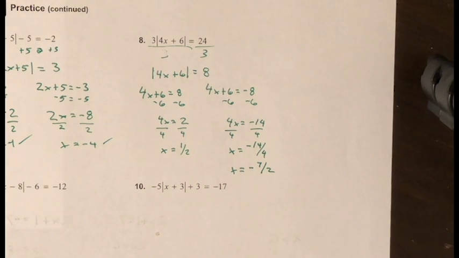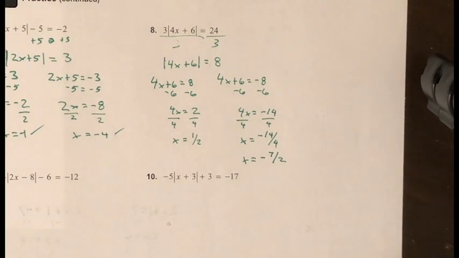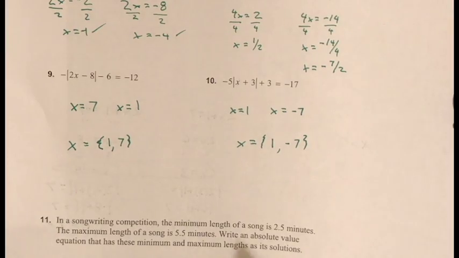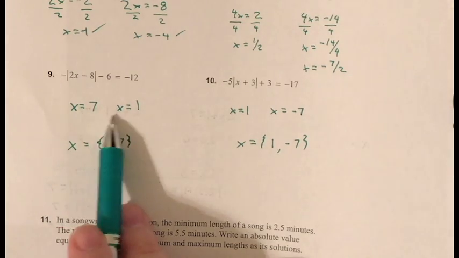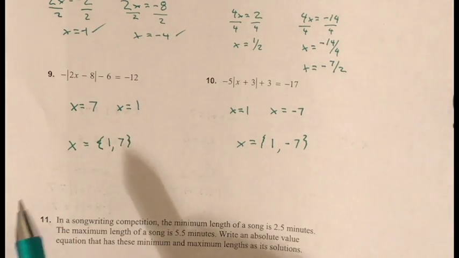All right, so now that we have that, it's just a matter of checking these out. And for the sake of this video, we're going to go ahead and say that we checked it, and these two answers are correct. All right, so I want you to try 9 and 10 on your own. So for number 9, you should have had x is equal to 7 and x is equal to 1.